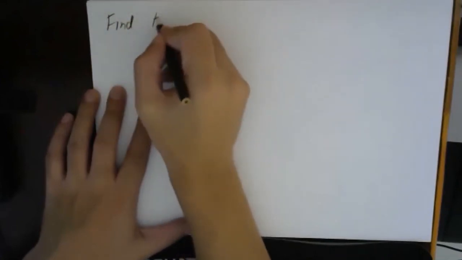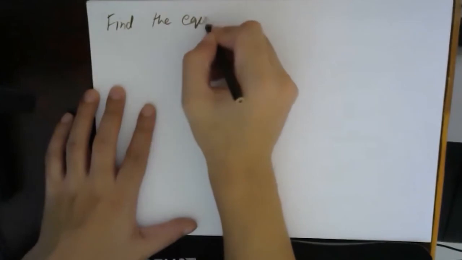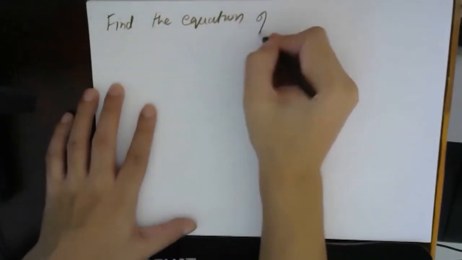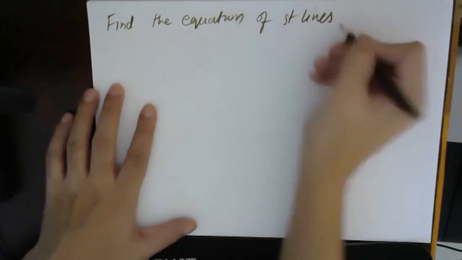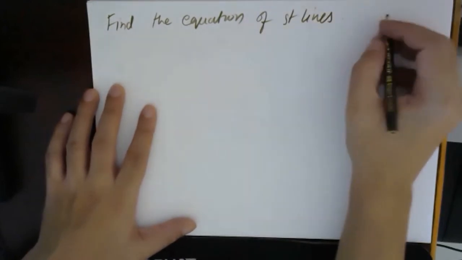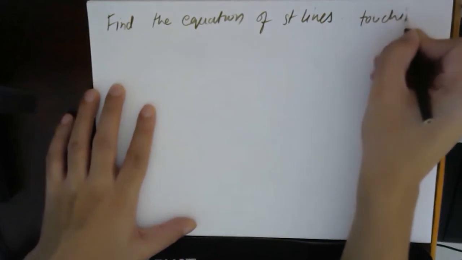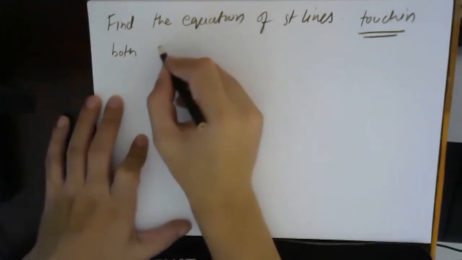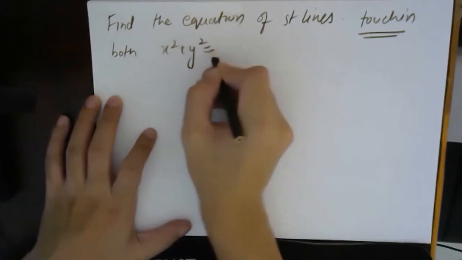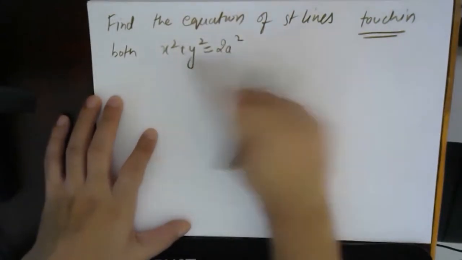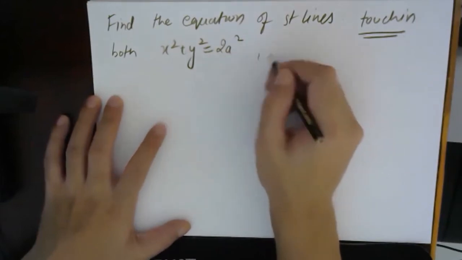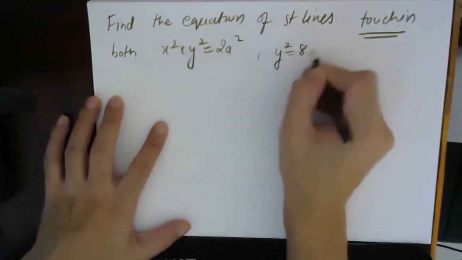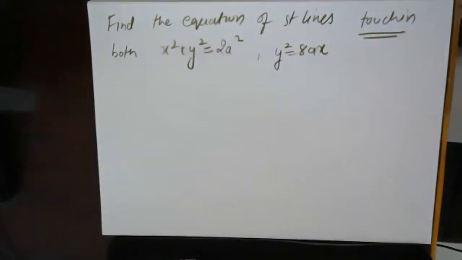Okay, so the question is, find the equation of straight lines touching both the curves. What does touching mean? Touching means tangent. The curves are given as x square plus y square is equals to 2a square, and y square is equals to 8ax.